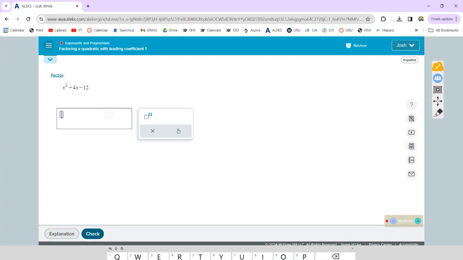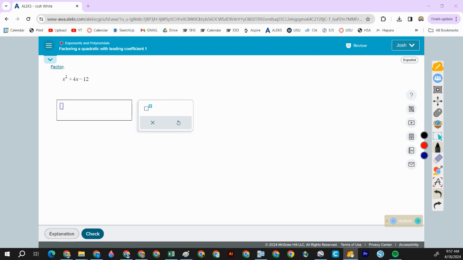Today we're working on 11.6, and we are factoring quadratics. So this one is the easy type. The leading coefficient is a 1. So we find two numbers that multiply to be -12 and add to be 4. That would be x plus 6 and x minus 2. And since it says factor, we can stop right there. We don't need to go any farther.